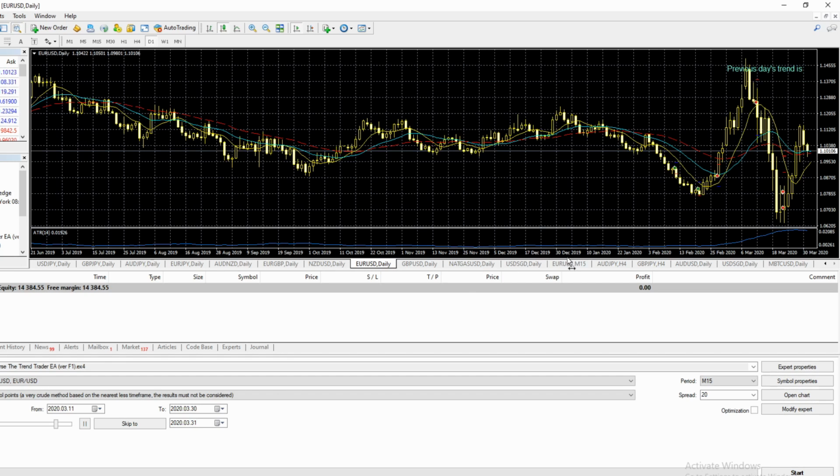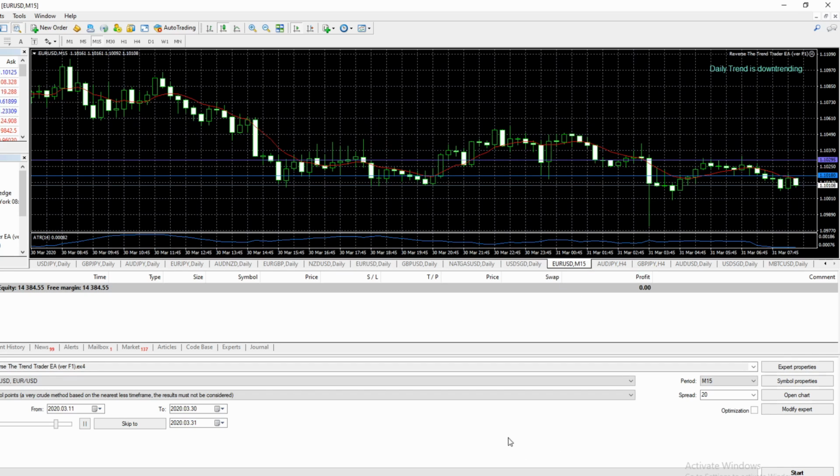Back to what I'm using now, the Reverse Trend Trader. Basically, what it does is it tries to trade a reverse trade, opposite of the current trend. That means we're trying to buy a reversal. So far for testing, it's been running pretty good.